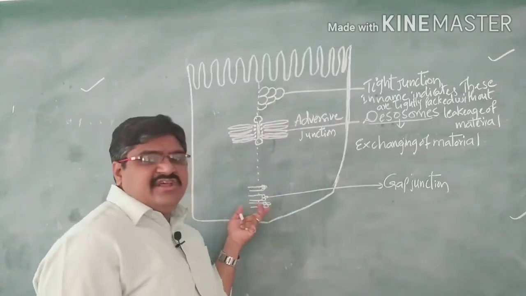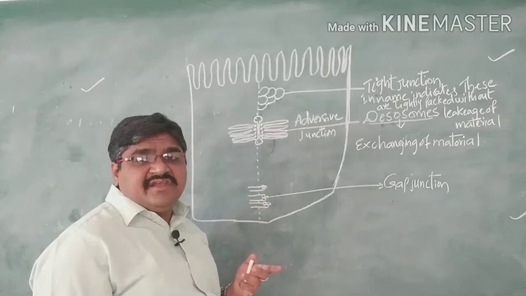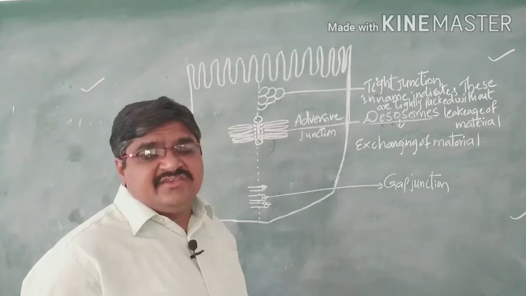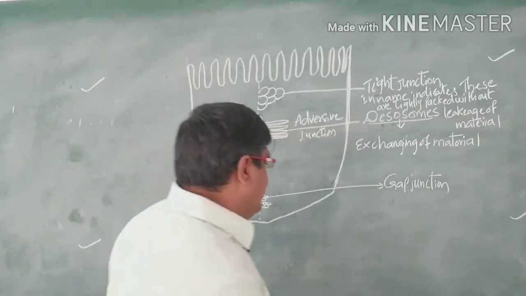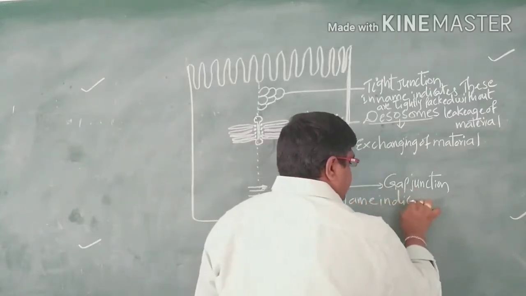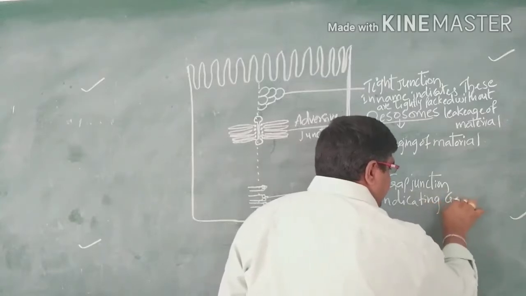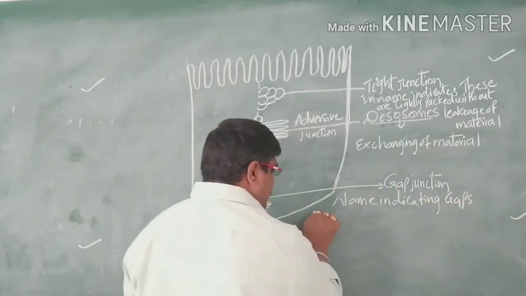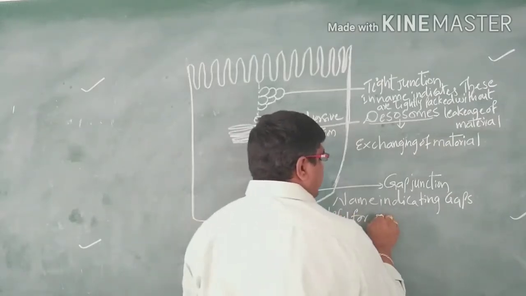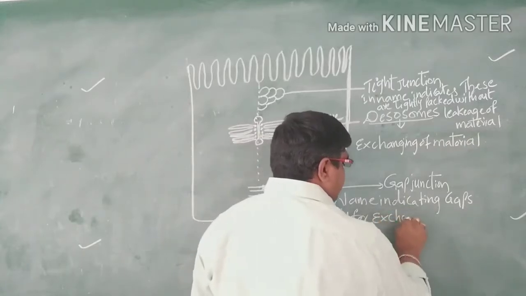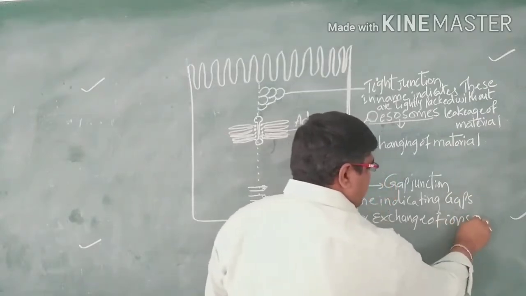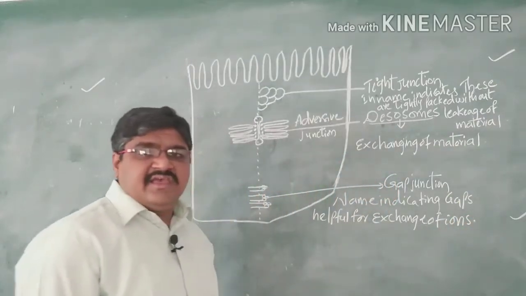And gap junctions: the name indicates that gaps are present here. Ionic exchanges take place through these gaps. The gaps are helpful for the exchange of ions. Such types of junctions are called gap junctions.